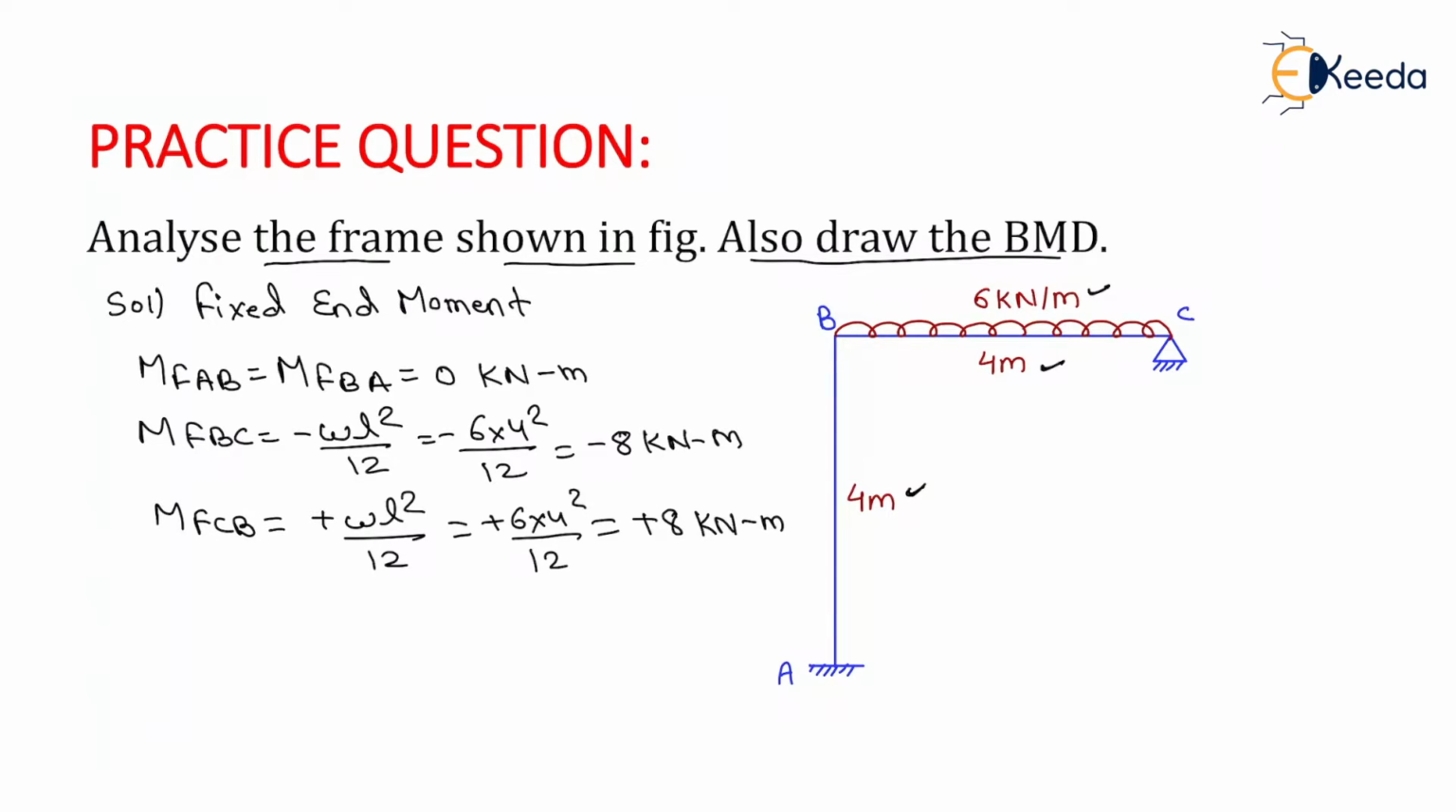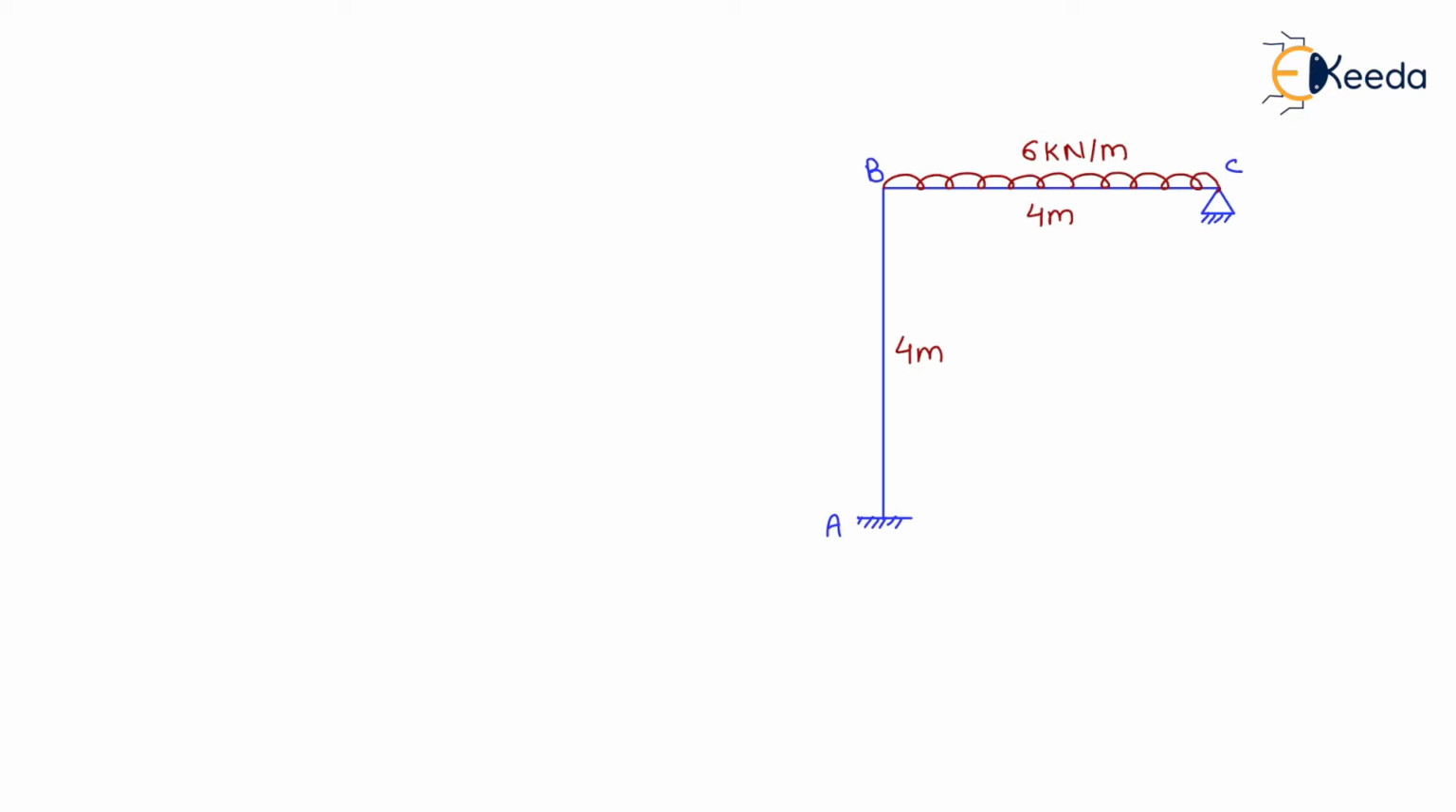Now we have to write the slope deflection equation for AB, for BA, for BC and for CB. At support A as well as at B and at support C, there will be no deflection, which is given in the question. So delta value will be 0 for A, B and C. Okay students, now we will write the slope deflection equation for various spans.